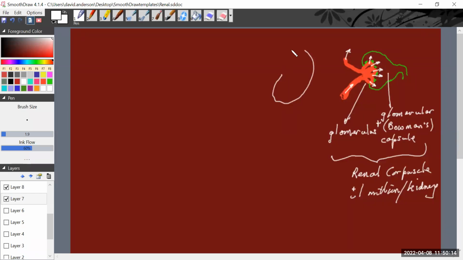So here's our kidney. The outer layer of this kidney is a capsule, but that capsule is designed to protect the whole organ, and the glomerular capsule is designed to receive the filtrate. So two different structures. If we're going to be technically correct, we should refer to this as the renal capsule. And this is our glomerular capsule.